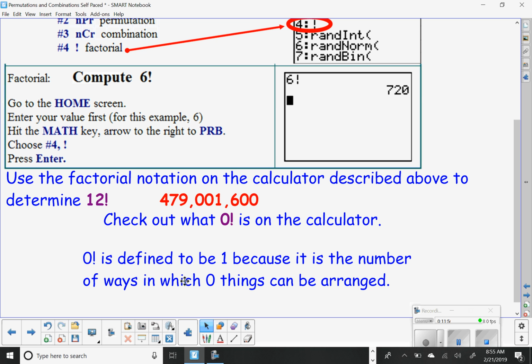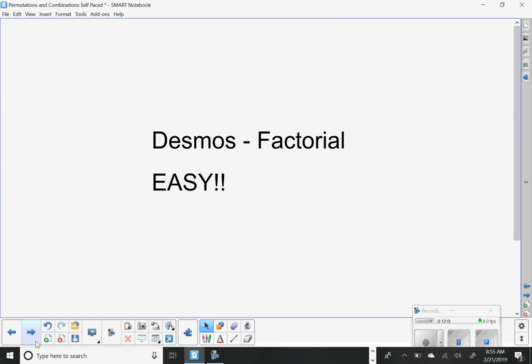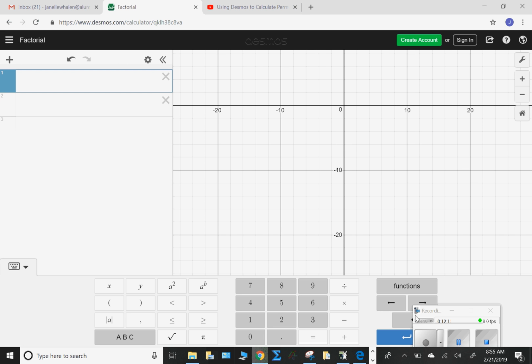Now, if you're taking the SOL, 2019 is the last year where you can actually use the TI calculator. After that, you're going to have to use Desmos. How do you use Desmos to do factorial? It's not hard. Here's Desmos.